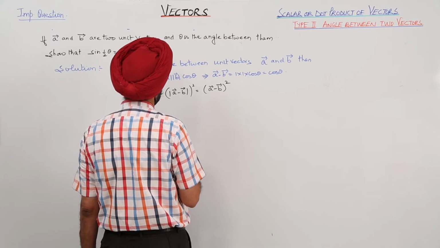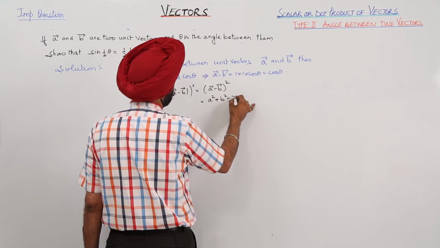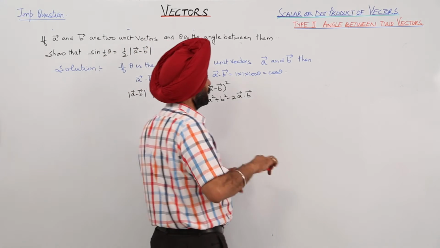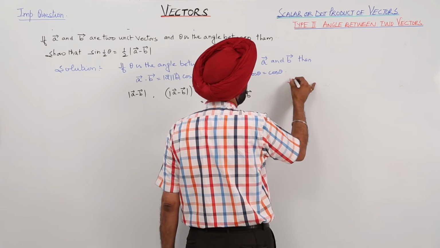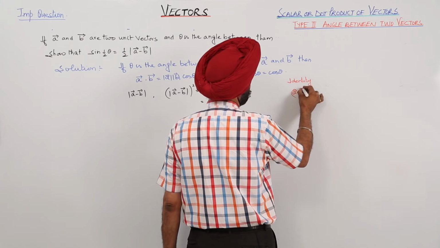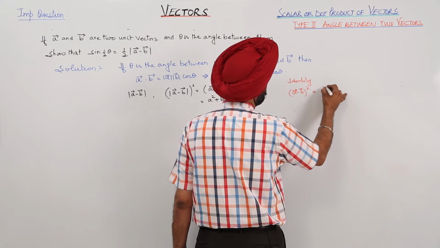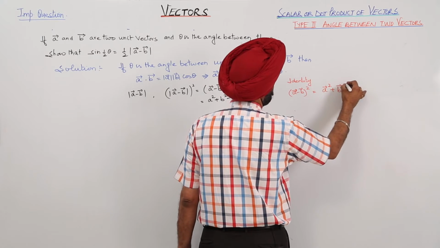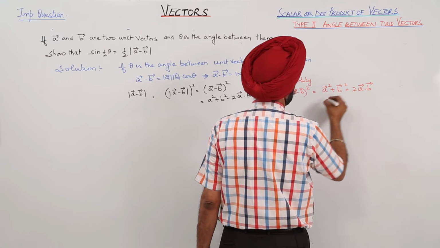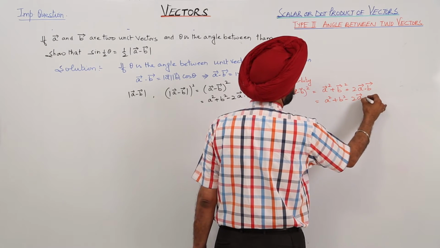Now what we have done, we have used an identity: vector A minus vector B whole square is equal to A square plus B square minus 2 times vector A dot vector B.